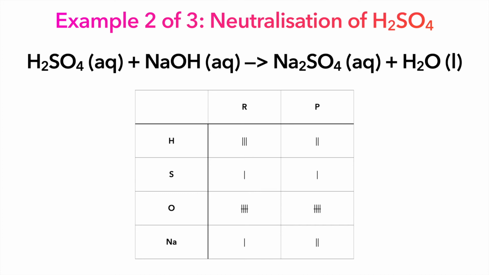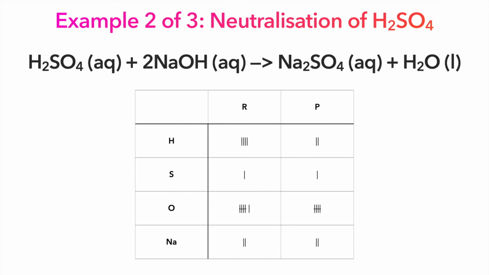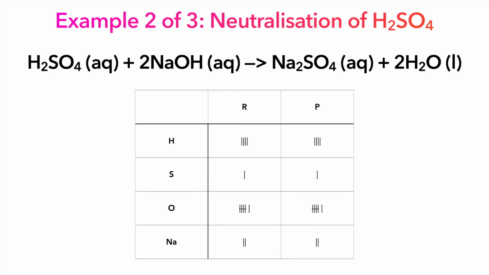Let's first look at balancing our number of sodium atoms. This is easily done by doubling the number of sodium hydroxide molecules in our equation. Next, to balance our hydrogens and oxygens in one fell swoop, we're going to double the number of produced water molecules. And there you have it, a perfectly balanced equation.